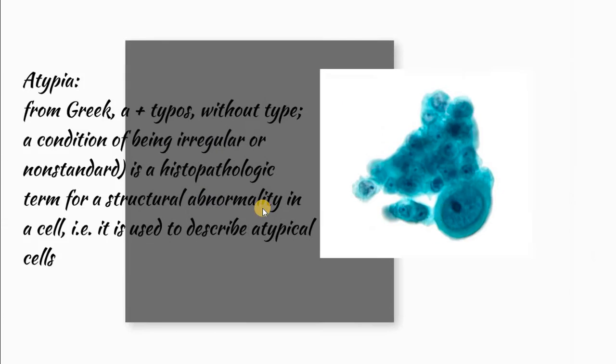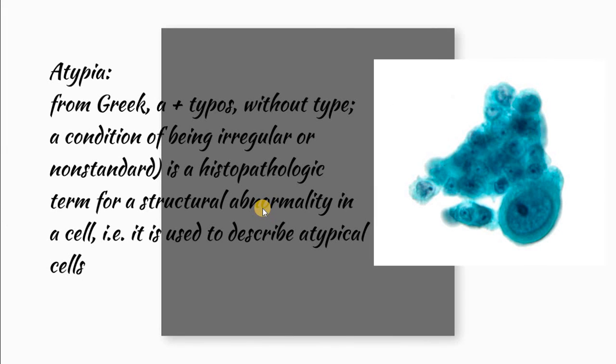Atypia, the last term of today. It's a Greek term from a plus typos, meaning without type, or a condition being irregular or non-standard. It's a histopathological term for a structural abnormality in a cell, used to describe an atypical cell.